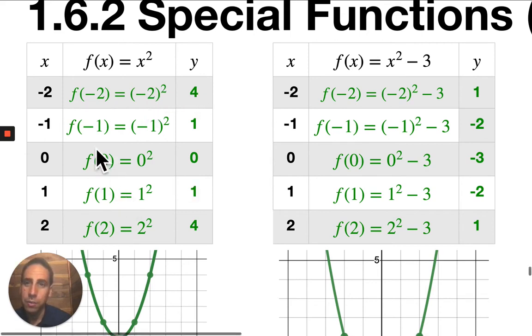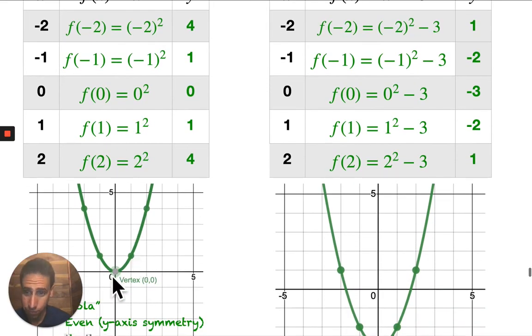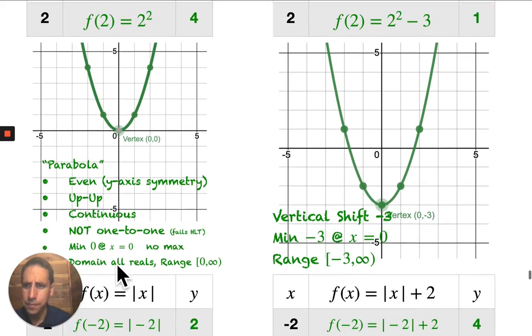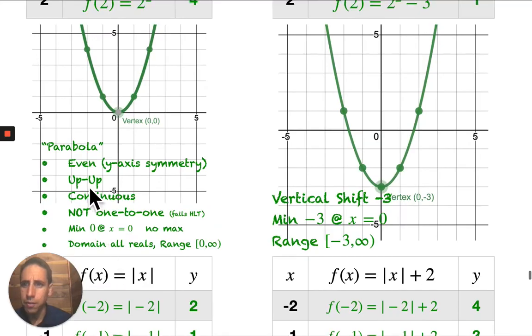Each one of these rows, if you copy them down, represents a point on the graph, and here they are. You can see they're not straight, it's curved. Let's take a look at this graph. We're going to call this shape a parabola. Everyone say it with me, parabola. Yeah, parabola. This parabola, f of x equals x squared, is an even function.